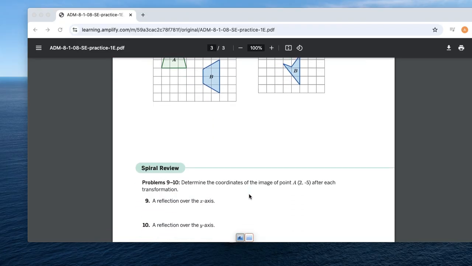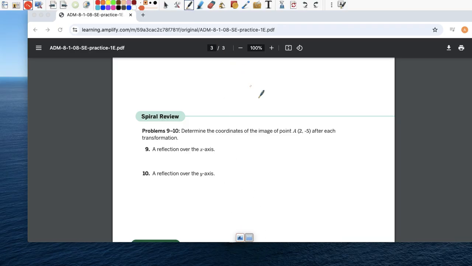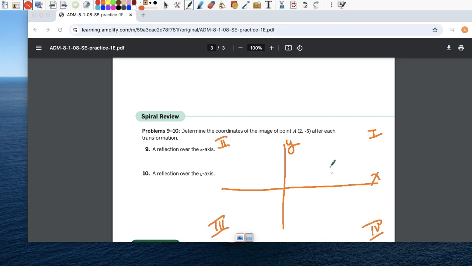Spiral review. What's a spiral review? A reflection over the x-axis. Okay, so this is something we definitely have to do a little bit more. So here is my y-axis. Quadrant 1, quadrant 2, quadrant 3, quadrant 4. And we have a point 2, negative 5. So 2 to the right and 5 down: 1, 2, 1, 2, 3, 4, 5. So it's about here, right?